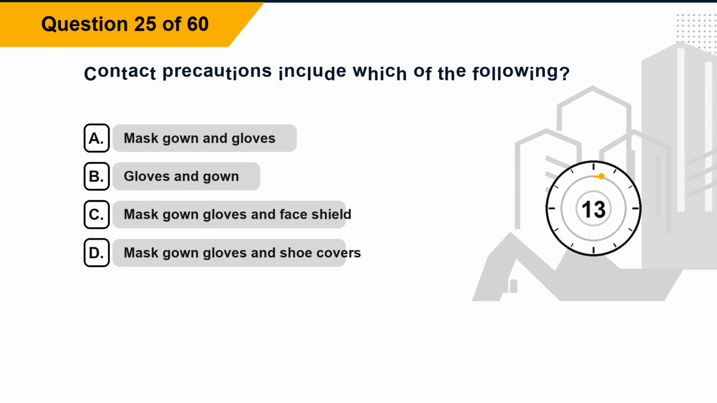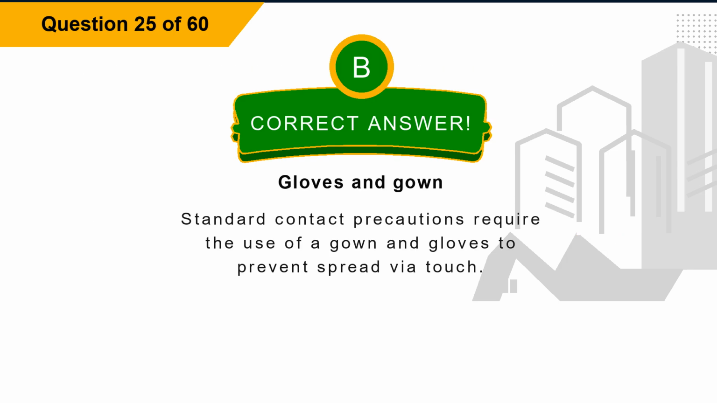Question 25. Contact precautions include which of the following? Option A. Mask, gown and gloves. Option B. Gloves and gown. Option C. Mask, gown, gloves and face shield. Option D. Mask, gown, gloves and shoe covers. The correct answer is option B. Gloves and gown. Explanation. Standard contact precautions require the use of a gown and gloves to prevent spread via touch.